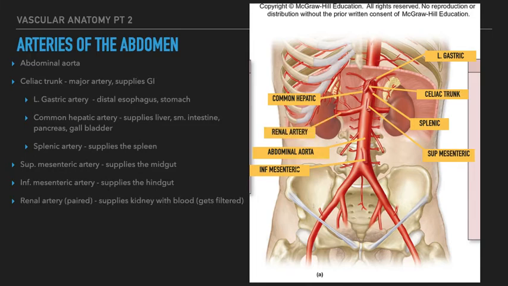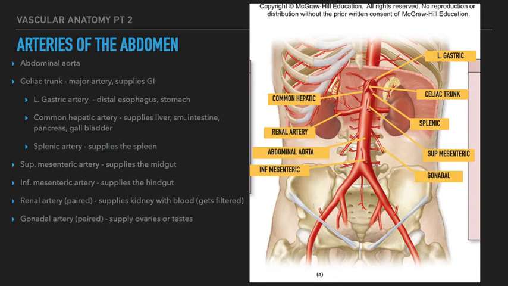Next, we have the renal arteries. These are paired arteries that supply the kidneys with blood. So now if you have narrowing of one or both of these arteries, that can actually lead to hypertension. And that's because the kidneys will be affected. When they sense that decrease in blood flow, they will release renin. This will ultimately increase blood pressure to preserve perfusion to the kidneys.